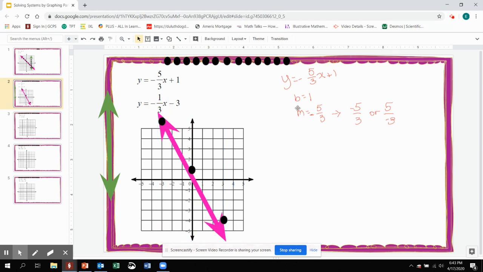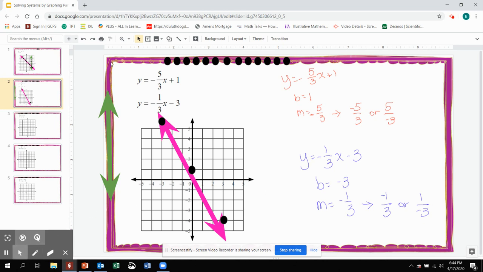All right, so now let's look at our next problem, which says y equals negative 1/3 x minus 3. Again, I start with my y-intercept. In this case, my y-intercept is minus 3, which means it's negative 3. My slope is negative 1/3. And again, that negative is on the outside of the fraction. That means that the whole fraction is negative, so either the numerator is negative or the denominator is negative.